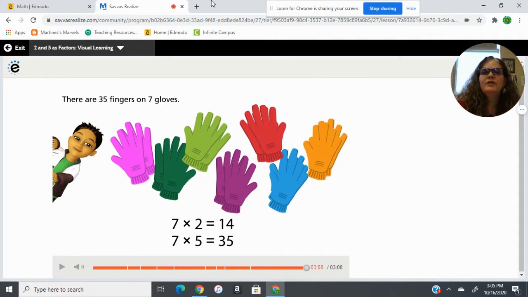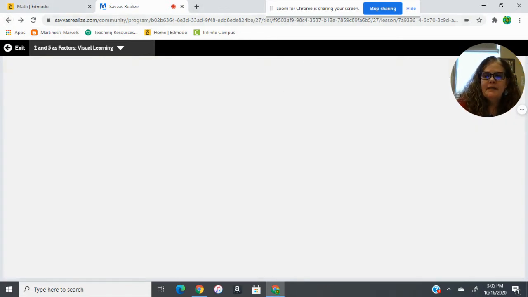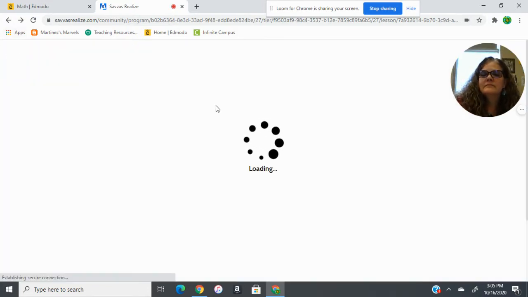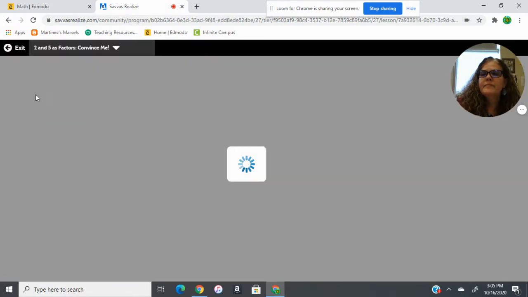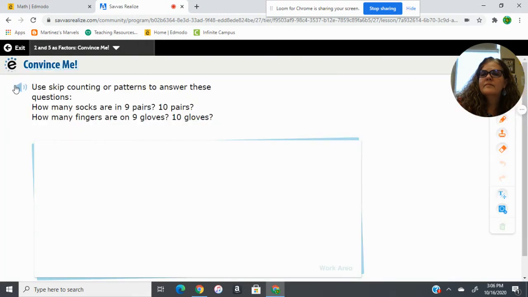Alrighty, we're going to go to Convince Me, and that is on the bottom of page 62. Use skip counting or patterns to answer these questions. How many socks are in 9 pairs? 10 pairs. How many fingers are on 9 gloves?